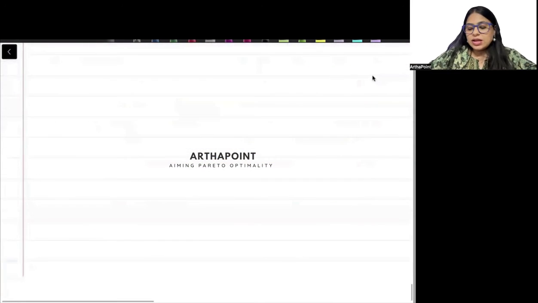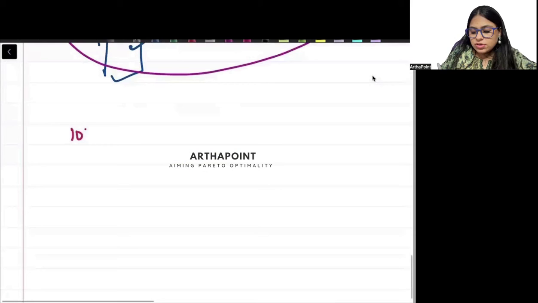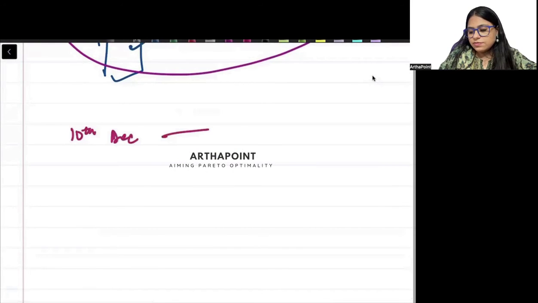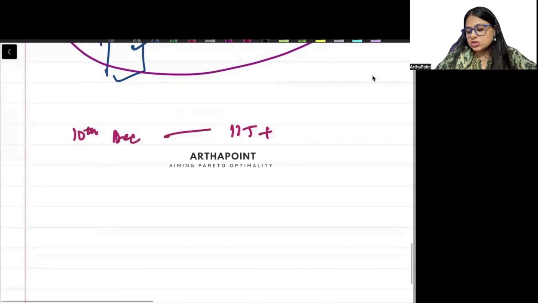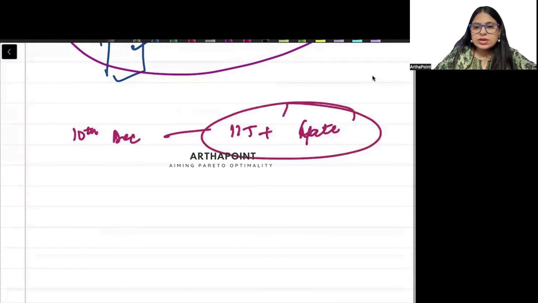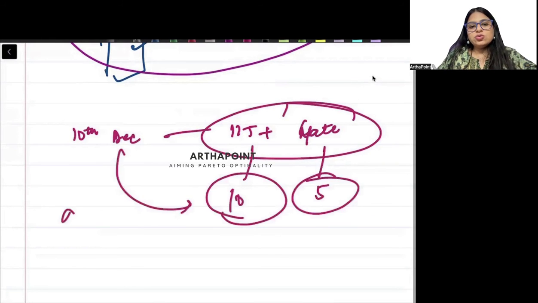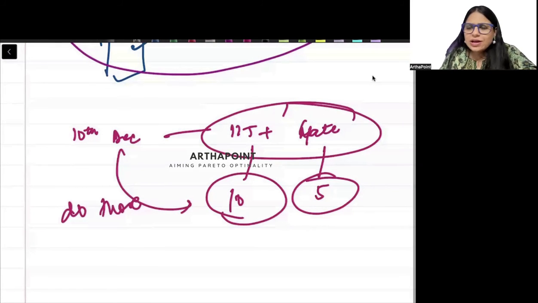Now that this is done, from 10th of December, we will start with the mock test series of IIT plus GATE. Right? 10 mock papers of IIT and 5 of GATE. You go ahead and do those. But how much time will one mock paper take? It won't take a lot of time, right? In the whole week there will be 3 mock papers. 2 will be of IIT, 1 will be of GATE.